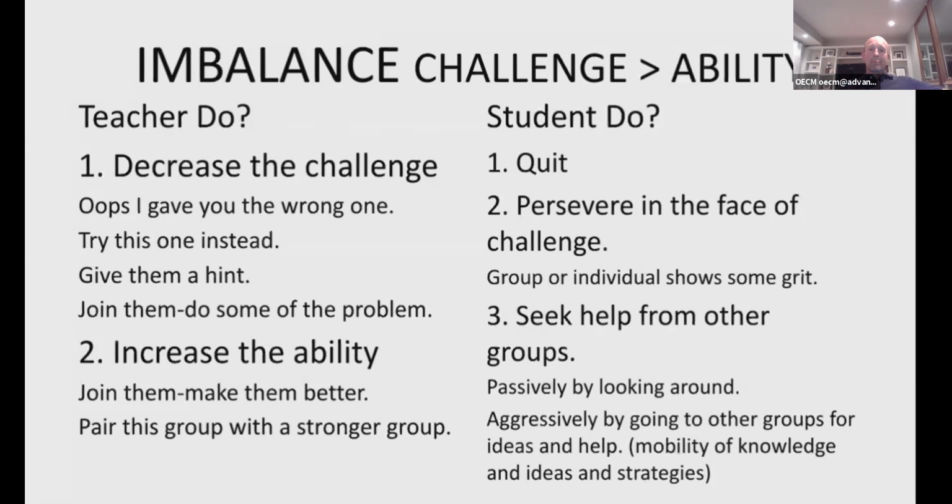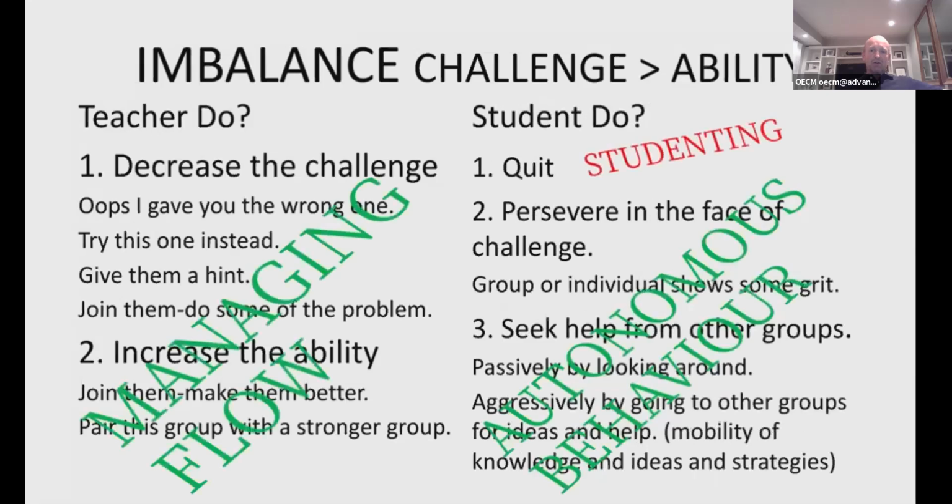So if we categorize these things that we have on our list, what the teacher is doing is managing flow. And then what the student does, there's two things that a student can do. They can either student or show autonomous behavior. Number one, quitting is a studenting action, right? That's something a student will do. I'll see this in my class too, other things that students will do that I call studenting.